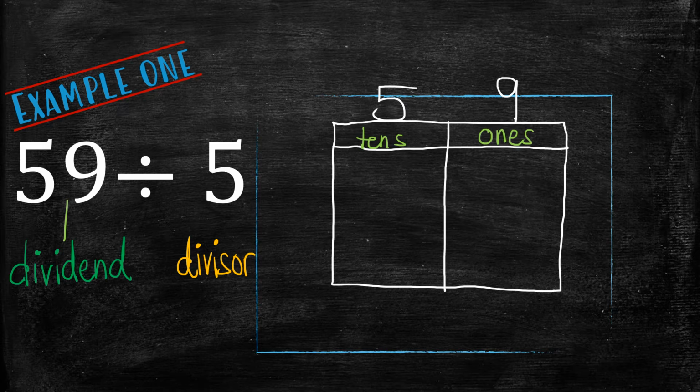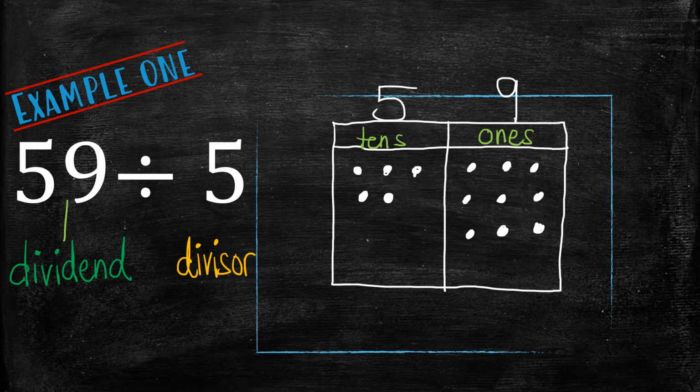So now what we're going to do is draw 5 dots in our tens column because that's the number that's on top. So count with me. 1, 2, 3, 4, 5. Now we're going to draw 9 dots in the ones column because that's our number on top. So count with me. 1, 2, 3, 4, 5, 6, 7, 8, 9.